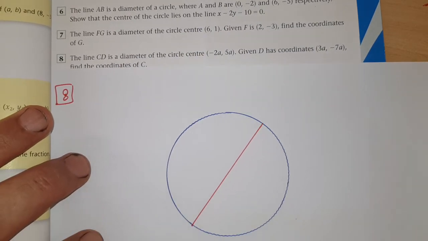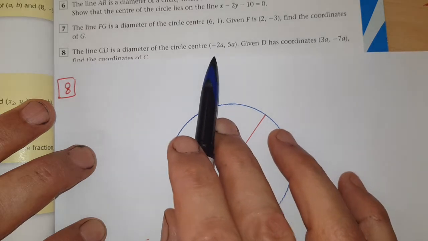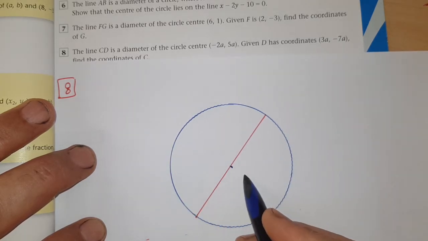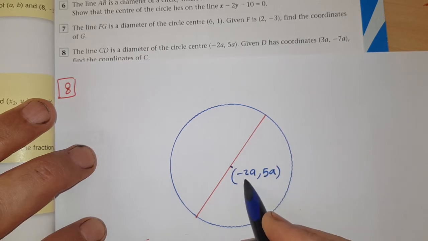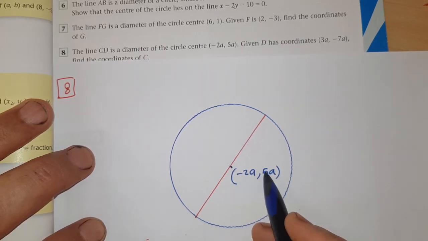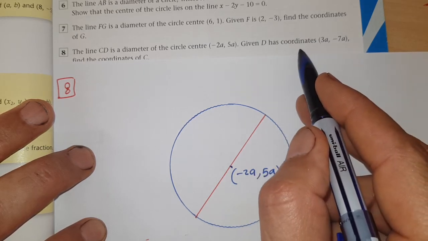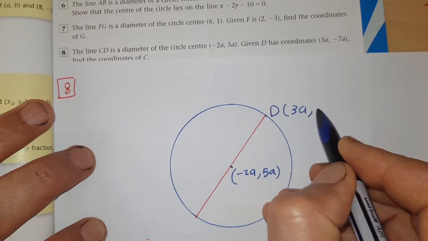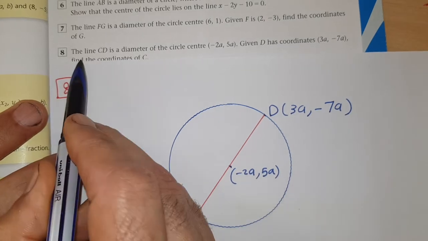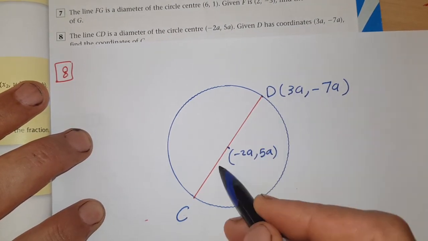Number 8. The line CD is a diameter of a circle of center, this is the center, -2a and 5a, the point given in terms of a, no problem. Find D, given that C has coordinates -3, consider this point C, 3a and -7a. Again, the line CD is a diameter. This is C and D. This is the diameter of the circle, okay?